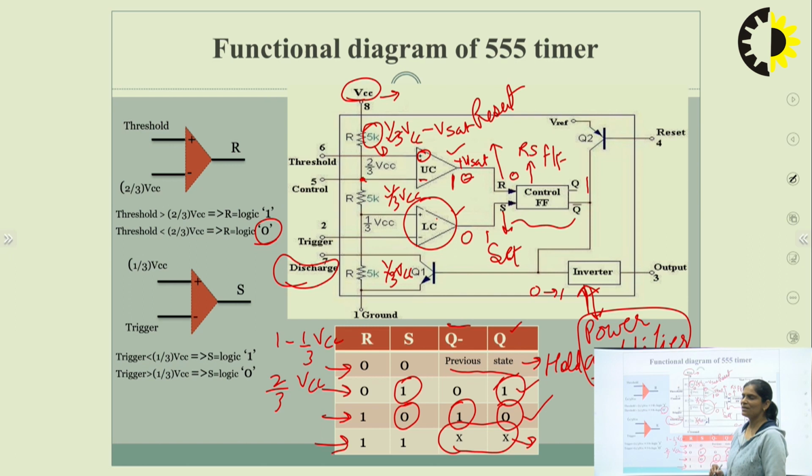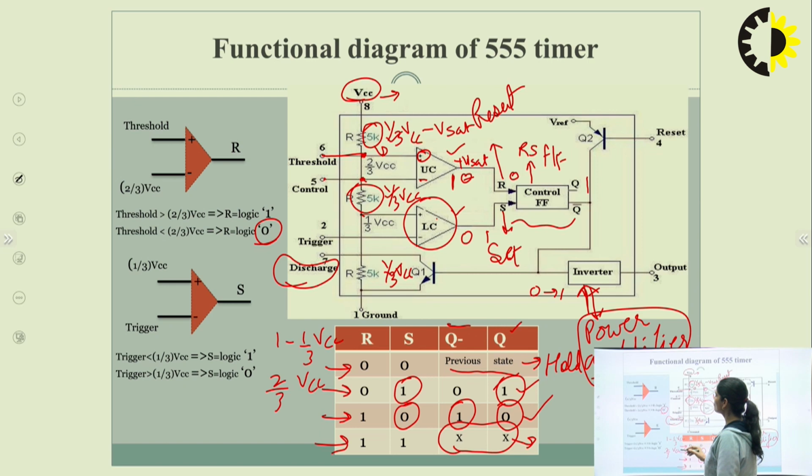Okay, so you can calculate across this point, your voltage is 2 by 3 VCC, across this point 6. Now here, this is your second resistance, of 5 kilo ohm. Now you have to find out the voltage across this point, because here you have your control voltage, or threshold voltage, you can say. So the threshold voltage across this point is calculated as 2 by 3 VCC. And here at this point is a resistor of 5 kilo ohm. After this, there is also a 1 by 3 VCC voltage drop. So a 1 by 3 voltage drop is here.